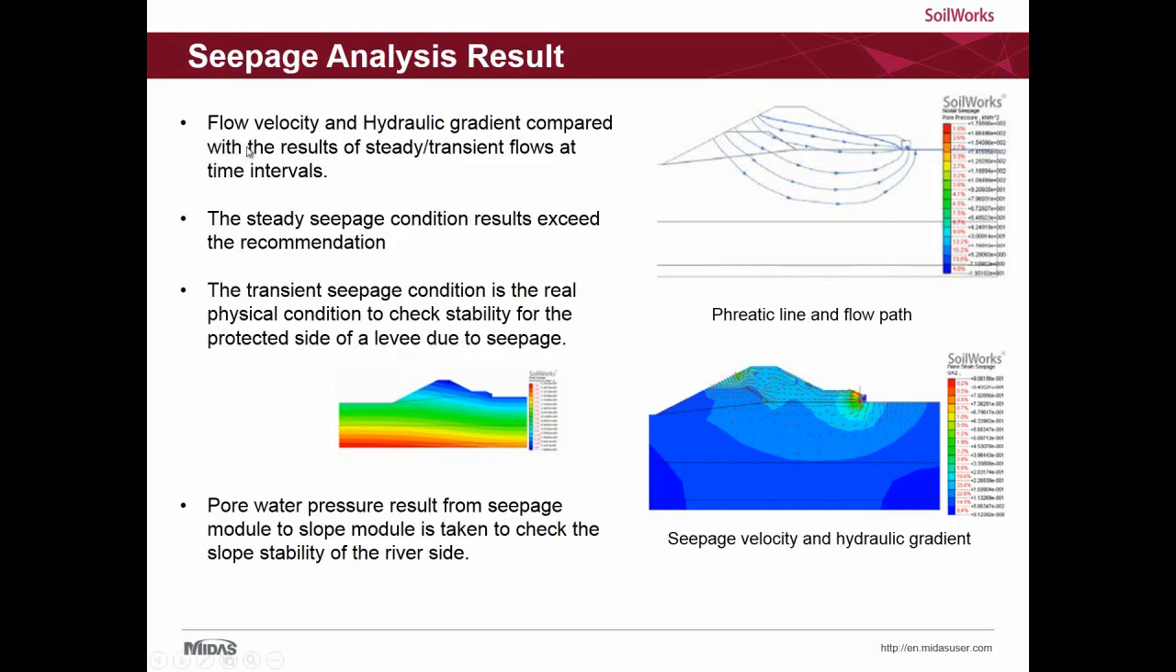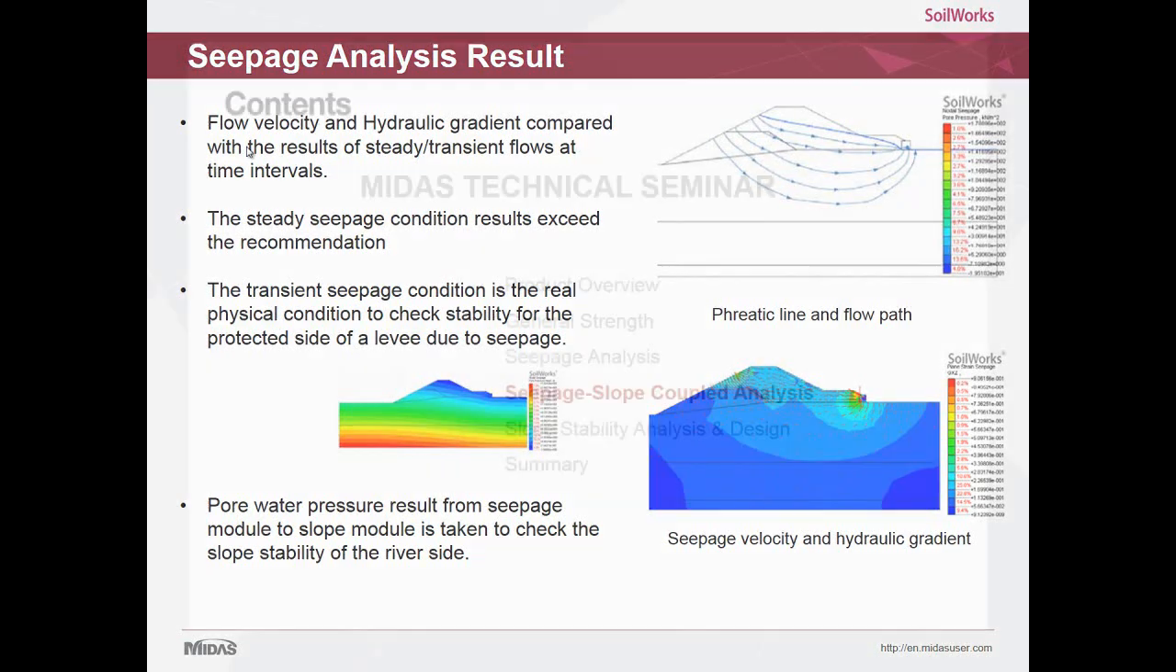So before we discuss the Seepage-Slope Coupled analysis, let us have a summary of what we have found from the seepage analysis. What are the results that we have got? We have seen the flow velocity, the total seepage velocity, and the total hydraulic gradient, and we compared them with the steady and the transient flows at different time intervals. Then we also have seen that the steady seepage condition was resulting in exceeding recommendation. So the result that we need is the pore water pressure from the seepage module to the slope module, and we are going to perform the slope stability analysis at the river side.